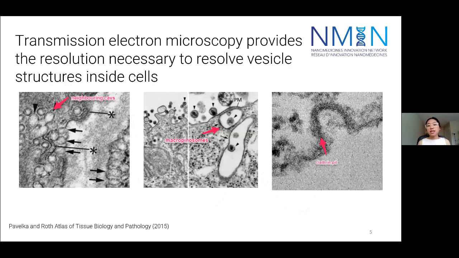Now, transmission electron microscopy allows us to do two things. First, to resolve these vesicles inside the cells with sub-nanometer resolutions. And secondly, it allows us to visualize the uptake directly, because we can then deduce the uptake mechanism by observing the characteristics of these vesicular structures. In our case, we image vesicles inside endothelial cells.